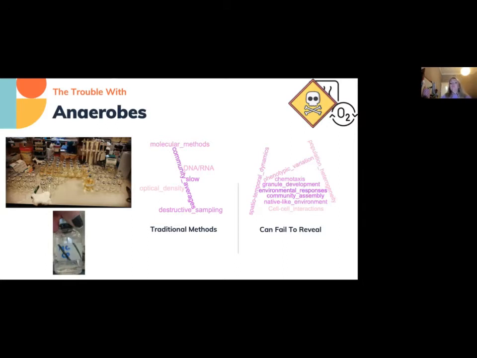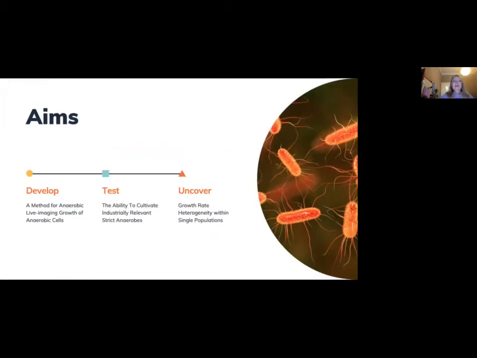I think that when we come to looking at our anaerobic digestion technology, we really need to understand what each individual species is doing to be able to produce better models or infer a better process outcome. And so with this in mind, the aims of this work were to develop a method for anaerobic live imaging growth of anaerobic cells, test the ability to cultivate industrially relevant strict anaerobes, and uncover growth rate heterogeneity within single populations.